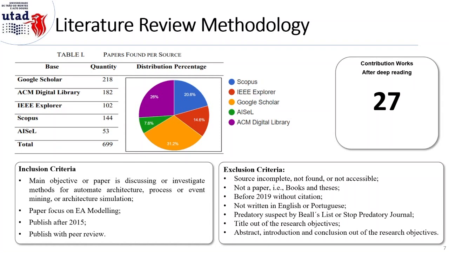Then we read the abstract, introduction, and conclusion to check if it was in line with our research objective. And finally, we read the content. At the end, we got the 27 works that contributed to this state of the art.